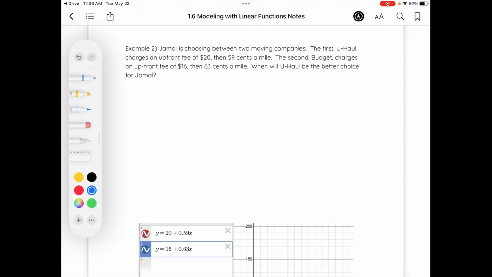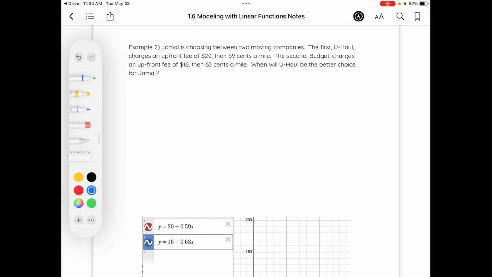Jamal is choosing between two moving companies. The first, U-Haul, charges an upfront fee of $20 and then 59 cents per mile. The second, Budget, charges an upfront fee of $16 and then 63 cents a mile. When will U-Haul be the better choice for Jamal?